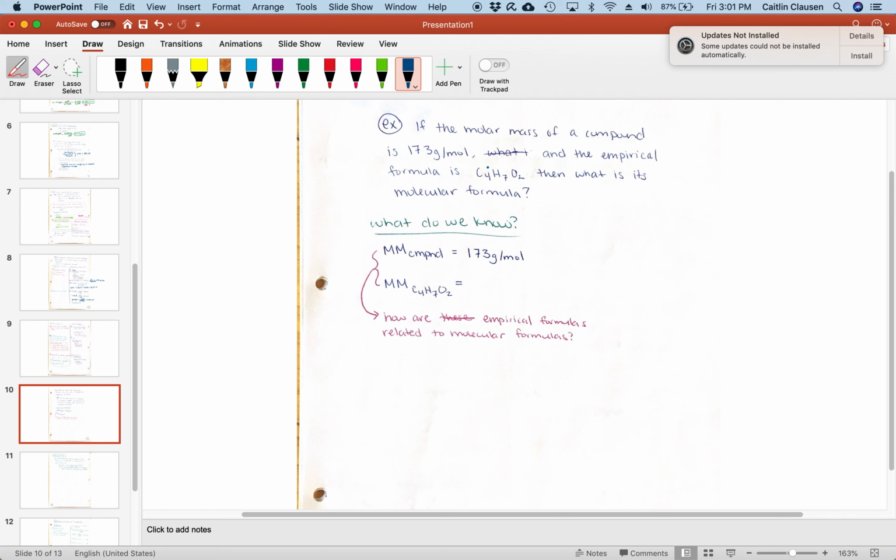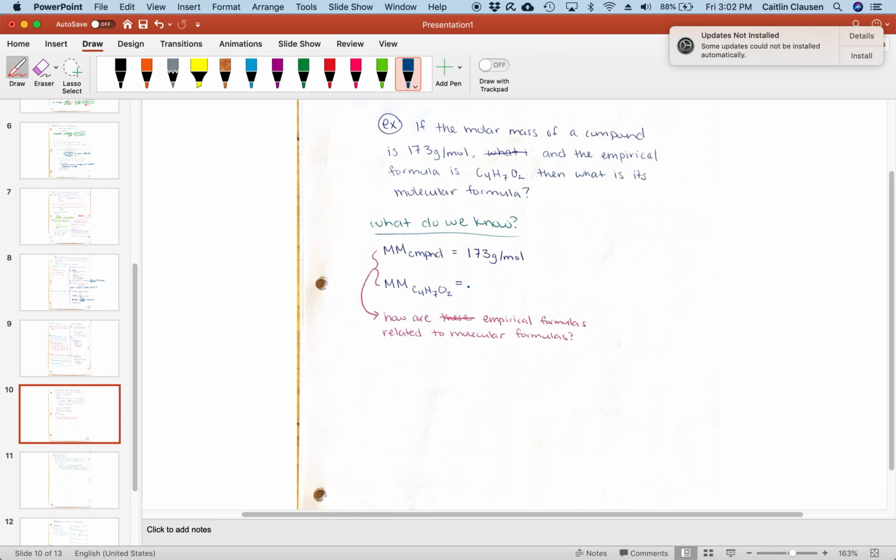So we just did a problem going from the percentages of elements, the mass percents given, using that to find the empirical formula. This is a problem where we want to find the molecular formula. So we have the molar mass of the compound, and we have the empirical formula. We know the molar mass of the compound is 173 grams per mole. If you want to take a second and write out what we know and what we're trying to find, you can pause the video right now.